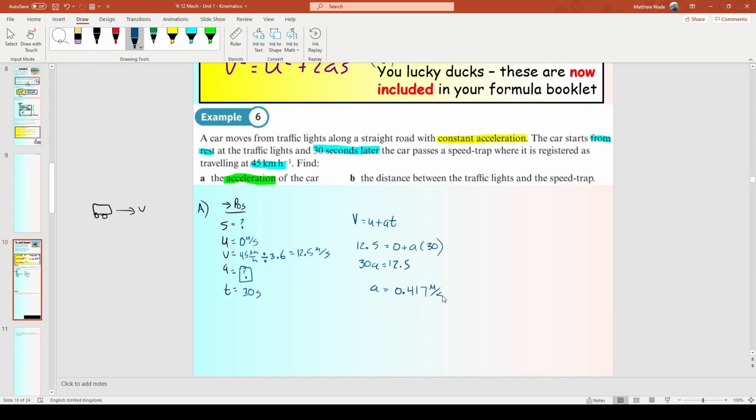0.417 meters per second squared. I knew the unit would be meters per second squared because I was really careful to get everything in the standard units. Cool. Now, next thing then is we're ready to try the next part.